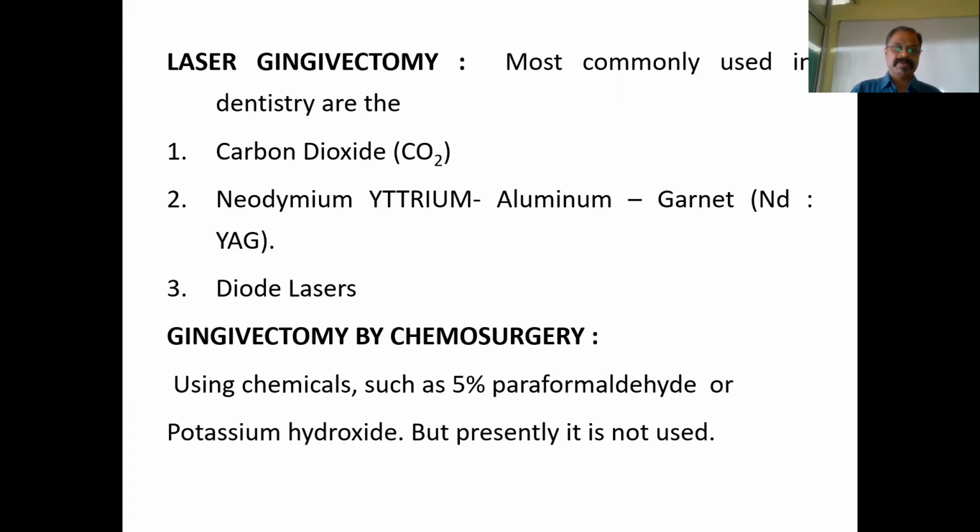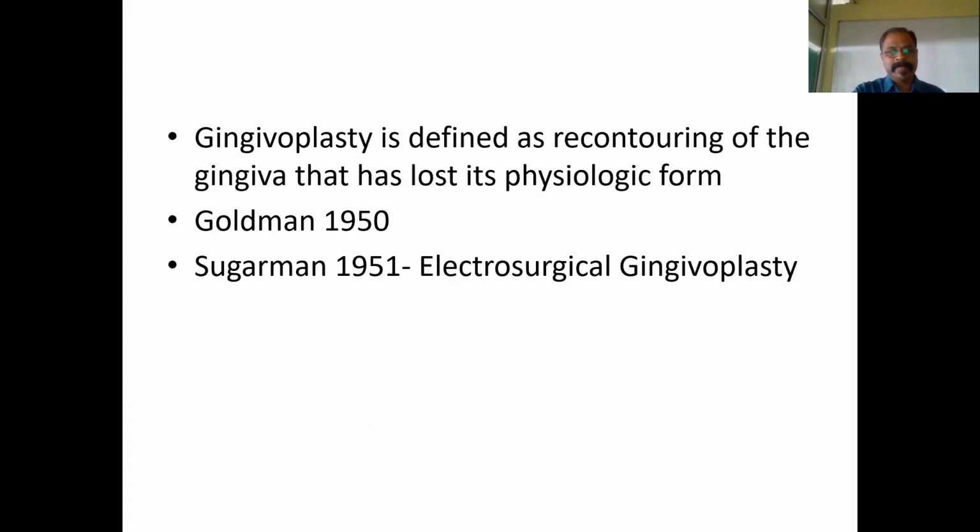Just like gingival curettage, gingivectomy was also performed using certain drugs such as 5% paraformaldehyde or potassium hydroxide. But then you never know what the extent is, so it is not currently used. Next, we come to gingivoplasty. Gingivoplasty is defined as the recontouring of the gingiva that has lost its physiologic form.